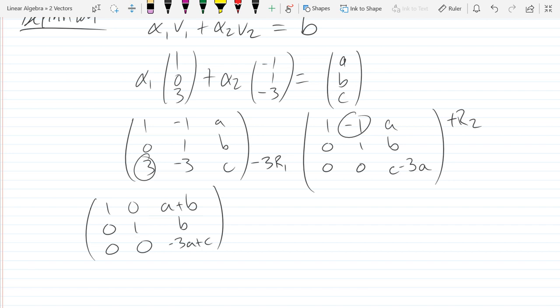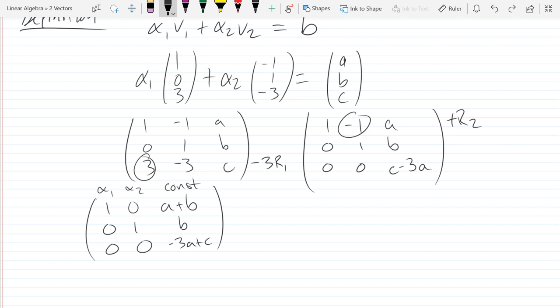So do we have a free variable? Remember, A, B, and C are not variables. We got alpha 1, alpha 2, and then our constant. So do we have a free variable? So alpha 1, alpha 2 are locked down. So we got no free variables.